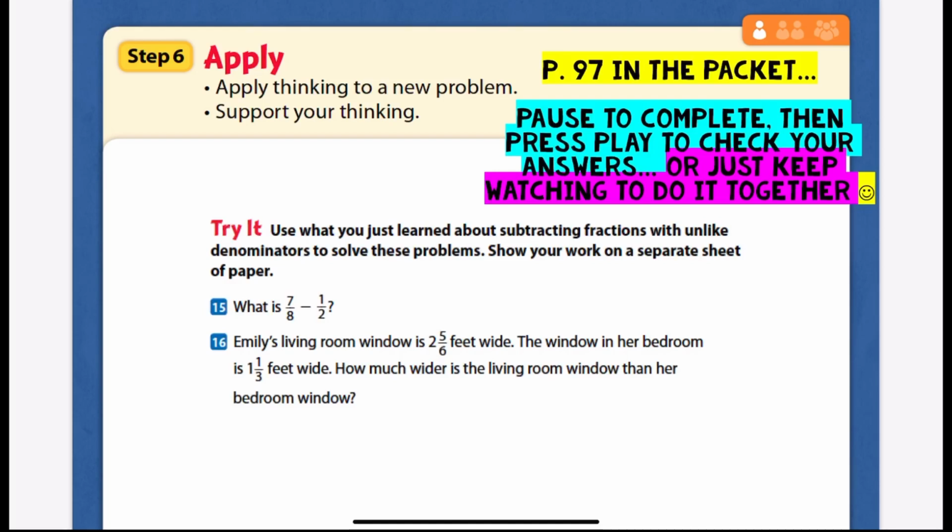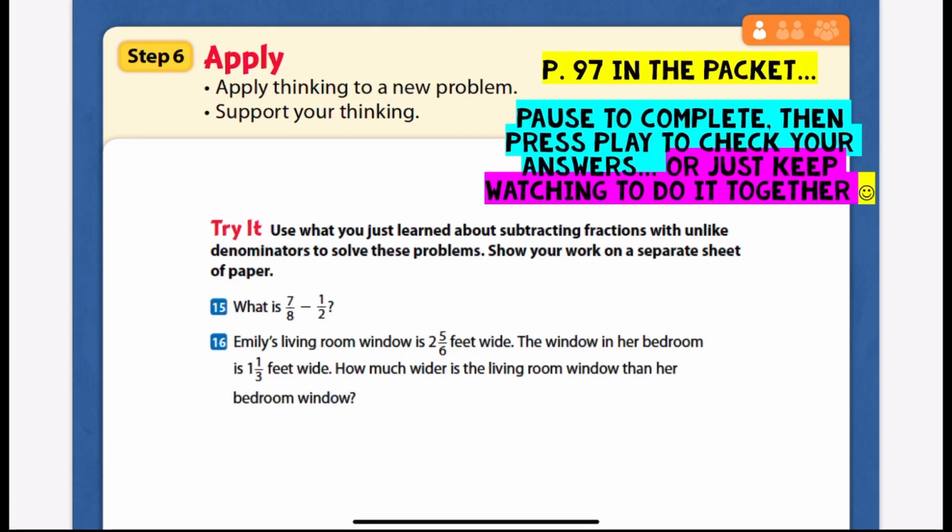Let's use what we just learned about subtracting fractions with unlike denominators to solve these problems. Show your work on a separate sheet of paper. So again, this is the part in the video where you can choose to pause the video, complete it on your own, and come back and check your answers. Or you can just keep on watching and we can do this together. So make your choice and get your papers ready, and let's get started.